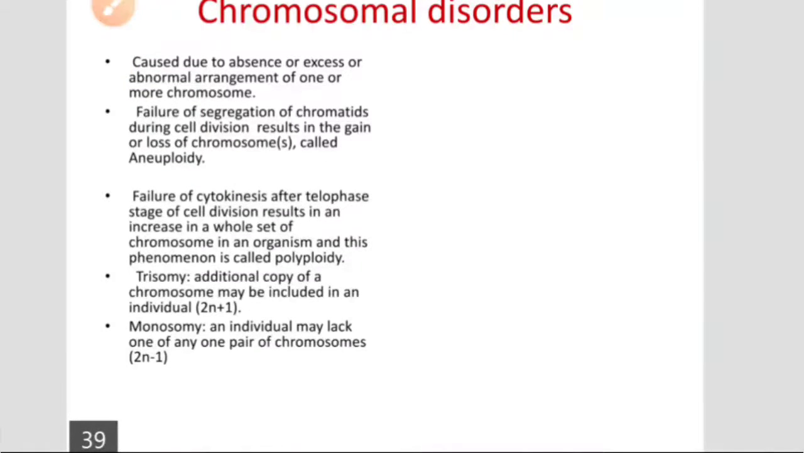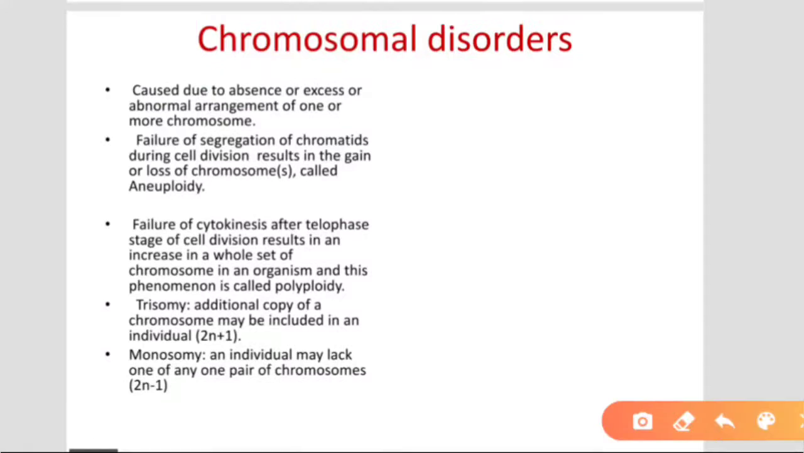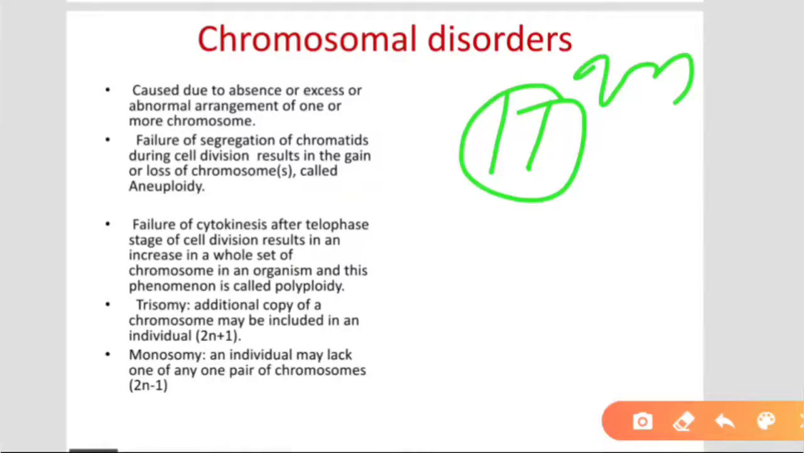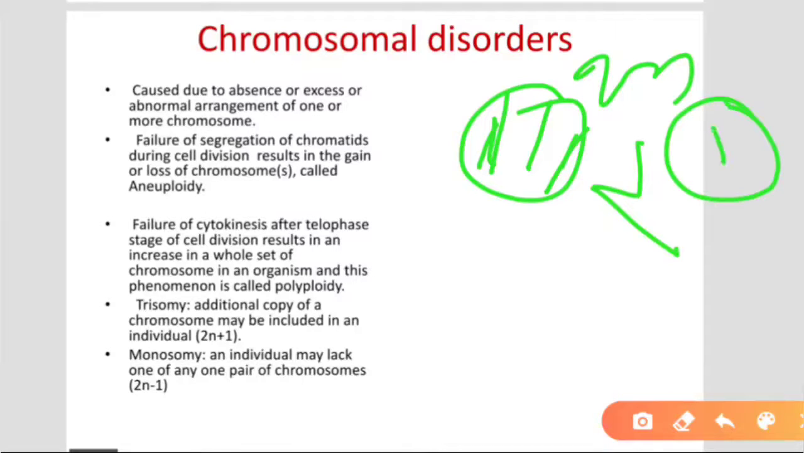Now, chromosomal disorder. How does it take place? Let us understand. Suppose there is a diploid cell. It has 2 chromosomes, right? Now we can say 4 chromosomes, 2 pairs, right? But during gamete formation, each cell contains 2 chromosomes. That means the chromosomes become half.